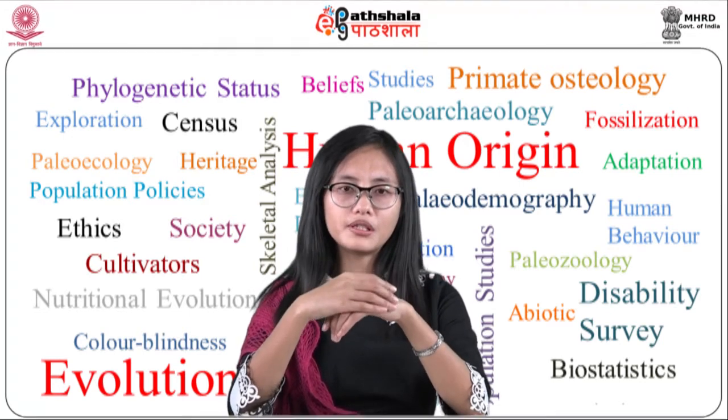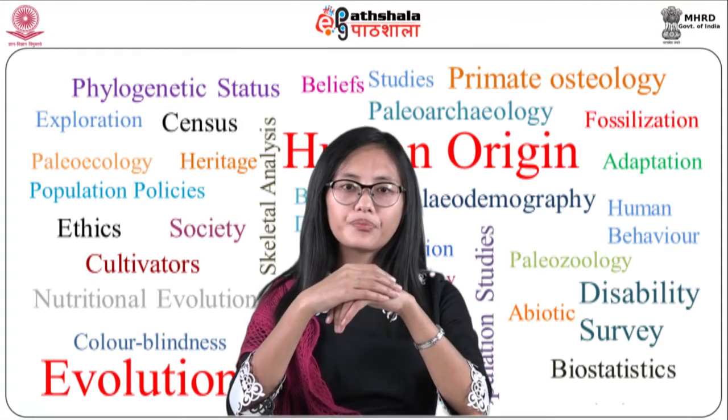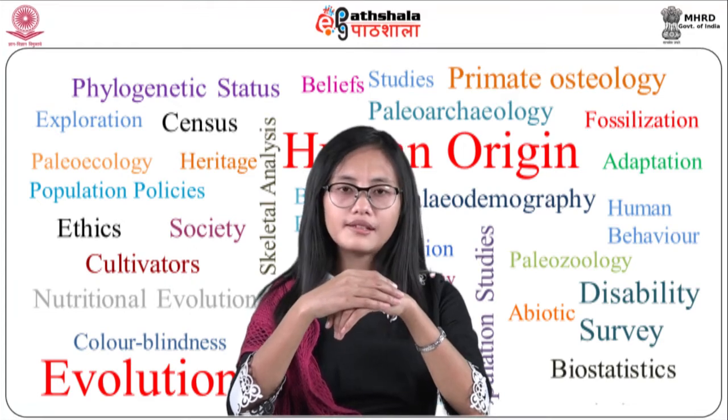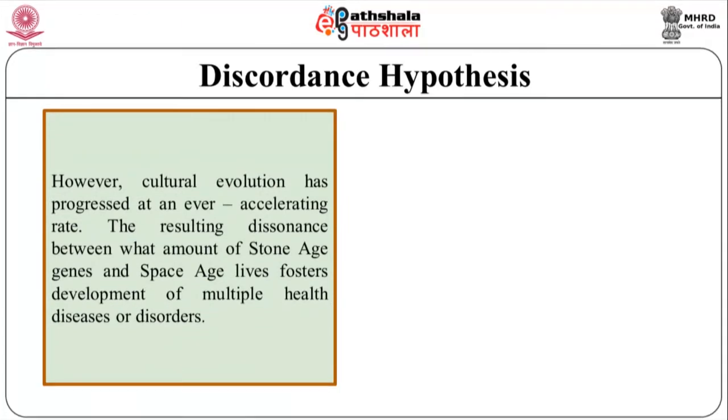The genetic makeup of humans, especially that concerning our core metabolic and physiologic characteristics, has changed very little between the emergence of agriculture roughly 10,000 years ago and the present. On the other hand, cultural evolution during these past 10,000 years has progressed at an ever-accelerating rate. The resulting dissonance between Stone Age genes and Space Age lives fosters development of multiple diseases or disorders, ranging from the potentially life-threatening, that is, cancer, pulmonary emphysema, and heart attacks, to the more mundane but still costly and uncomfortable conditions such as acne, high frequency hearing loss, high blood pressure, myopia, and dental caries.